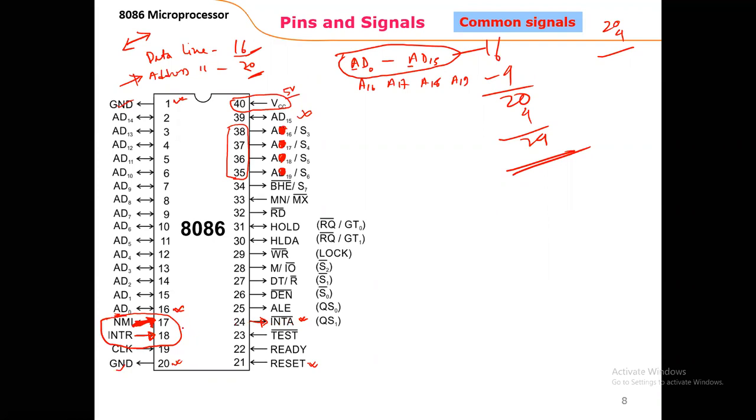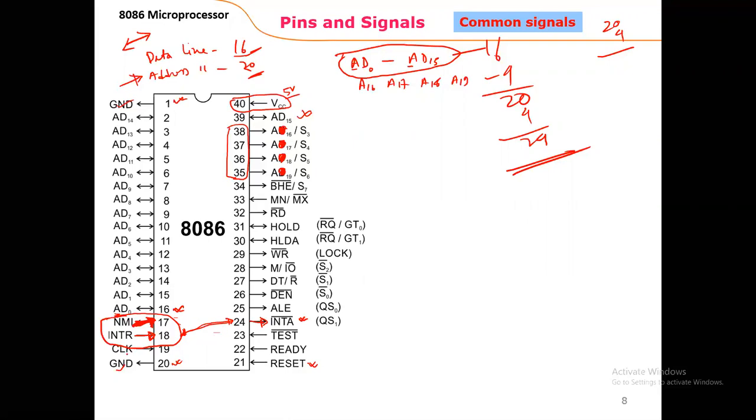So 3 pins are interrupt pins: 2 is the interrupt request pin, and 1 is the interrupt acknowledgement pin. These are pins 17, 18, and 24. All are clear? Yes, so these 3 pins are interrupt pins.